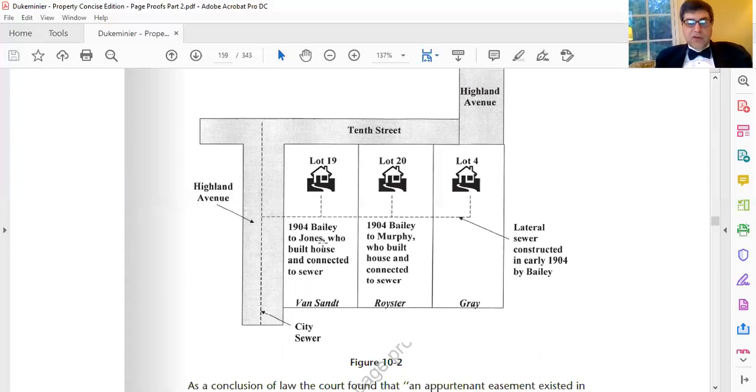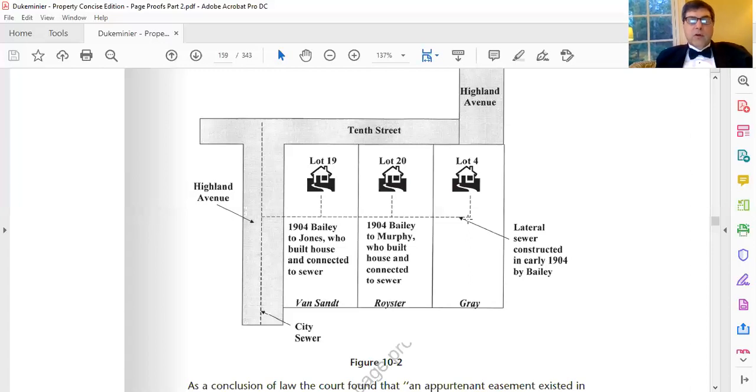Certainly she could have. She could have simply, in the deed to Jones, reserved an easement over what became lots 19 and 20 in favor of the lot she was retaining, Lot 4. But there's no express easement in this case. And so the defendants have to come up with another theory, and they try a couple of them.